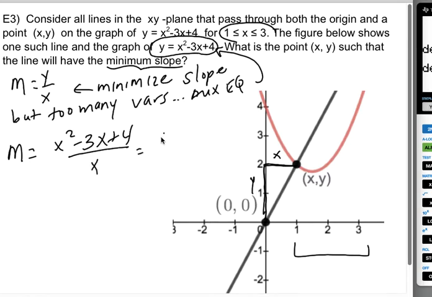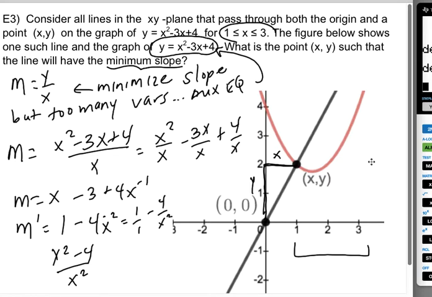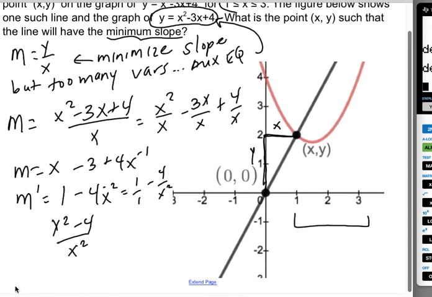Now, it's your call. I'm not going to differentiate as is because I think that's miserable. So I'm going to split this into 3 fractions because I can do that with a monomial denominator. And I'm going to make my slope x minus 3 plus a 4x to the negative first. So now when I find m prime, that's a 1. The negative 3 differentiates to 0. And then minus a 4x to the negative second, which I'm going to rewrite as an x squared minus 4 over an x squared, because I'm going to recognize that this is a 1 over a 1 minus a 4 over x squared and get a common denominator.